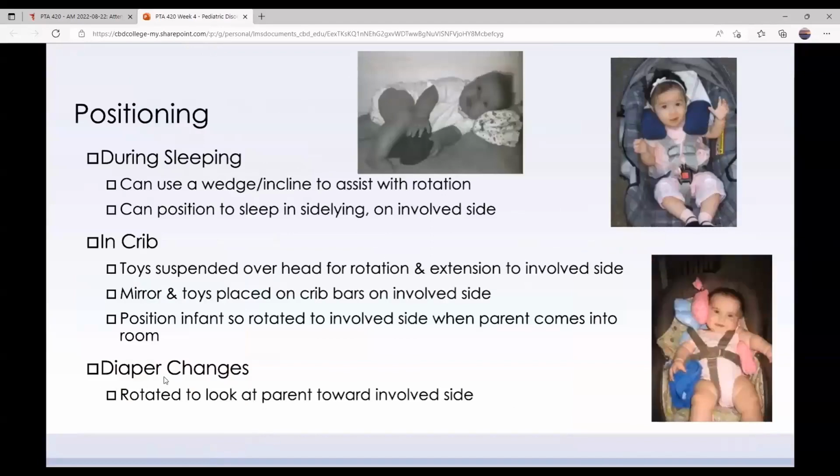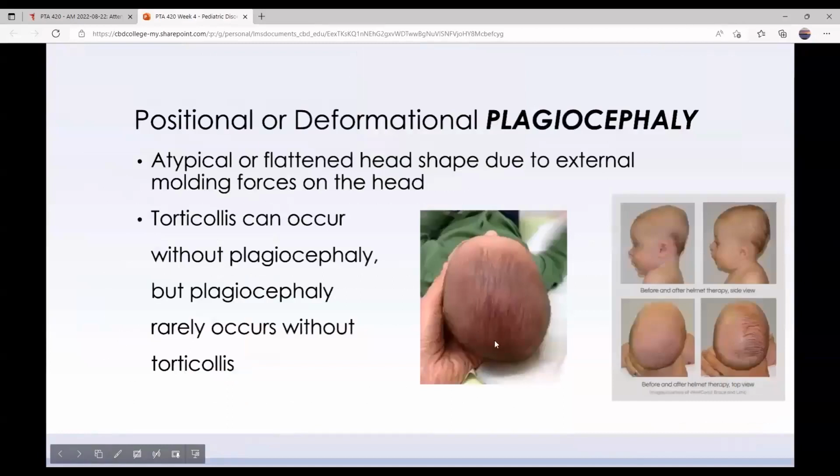Just as I said with doing the prone prop and getting the baby into belly time, diaper changes, because you're doing so many diapers when they're little, these are a great opportunity. Okay, a reminder to go through that activity at that point. The problem though, if this isn't addressed, is that the symmetric head becomes asymmetrical.